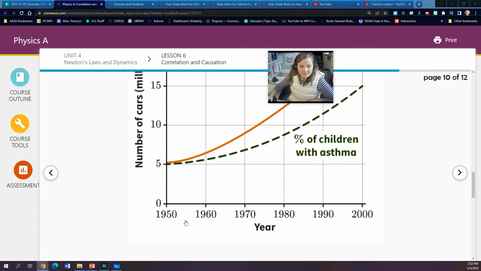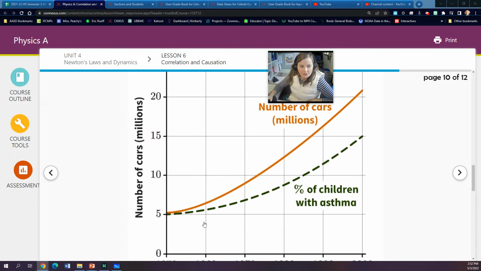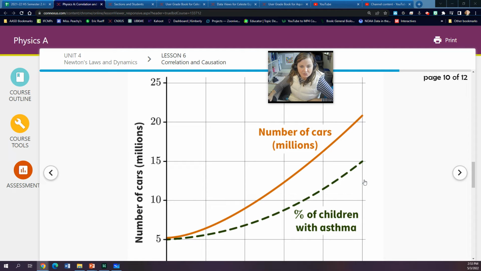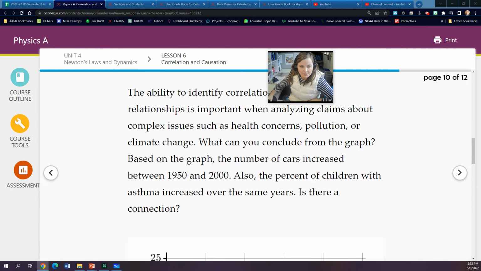So it says we have our increase in year, the number of cars, and then you're getting percent of children with asthma, right? So as we're seeing here, as we increase the number of cars, so too do the percent of kids with asthma. What can you conclude from the graph? Based on the graph, the number of cars increased between 1950 and 2000. Also, the percent of children with asthma increased over the same time. So I want you guys to think about that for a moment.